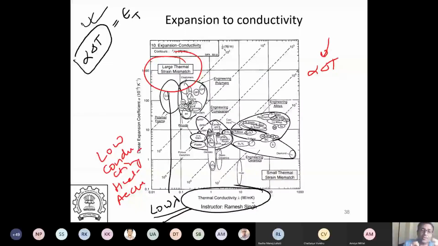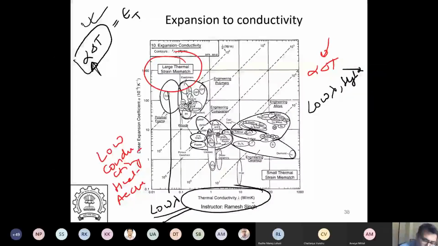Whatever heat is being produced is not being diffused. It's still locked there, right? So delta T will be very high. And if I have a high alpha, then my alpha delta T, there will be a large thermal strain here. So if I use low lambda, high alpha, it is a very bad combination because there will be large thermal strain mismatch.